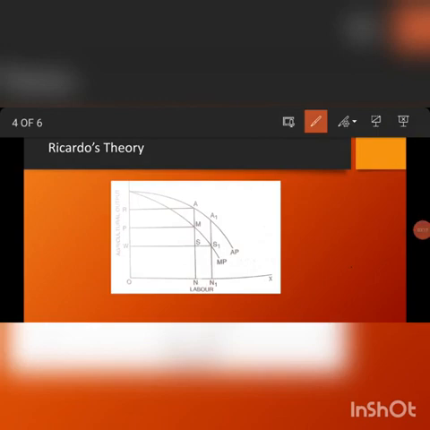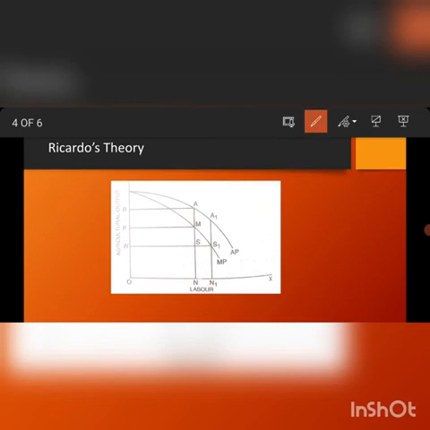Now look at this graph. The x-axis represents the number of workers employed in the agriculture sector and the y-axis represents the agricultural output. AP and MP show the average and marginal product curves of labor. It is a downward sloping curve. If ON labor is employed, the rent per unit of labor is determined by the difference between average and marginal product, that is AN minus MN, which is equal to AM.